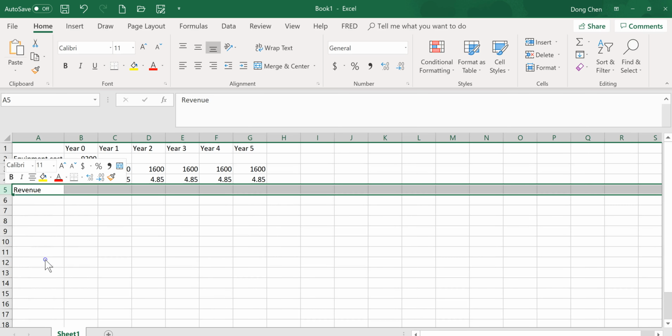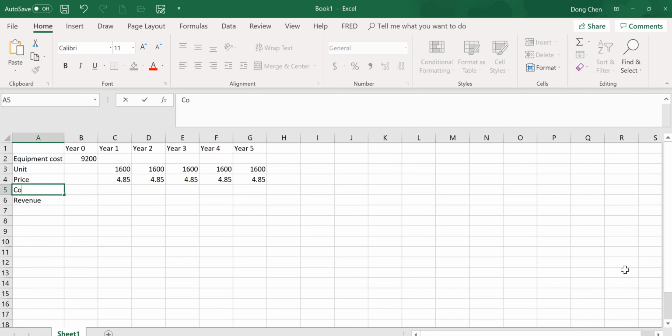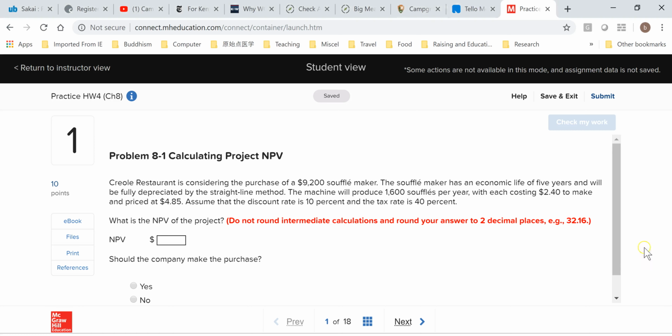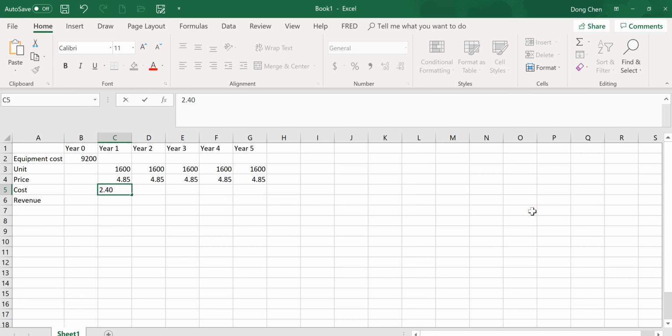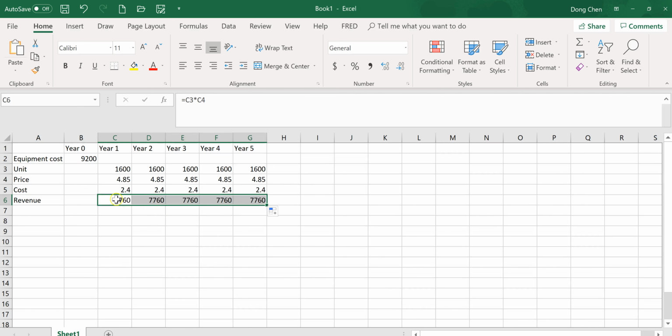And why don't I also insert one more row? This is the cost. So cost is $2.40, and pull this all the way to the right. So now I can calculate revenue. Revenue is simply the number of units for a specific year times the price, and pull this. That's another advantage of using Excel. You can do 1 year's calculation and pull the mouse, then all other years will be calculated automatically.